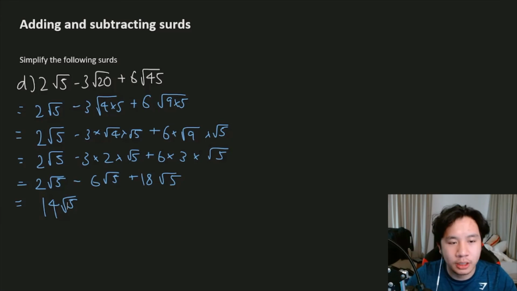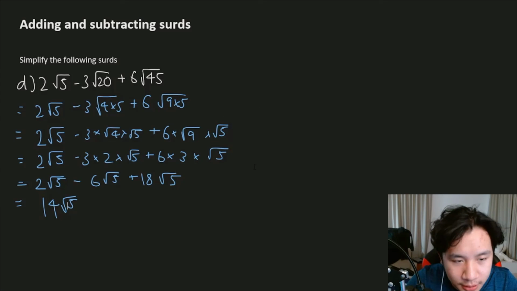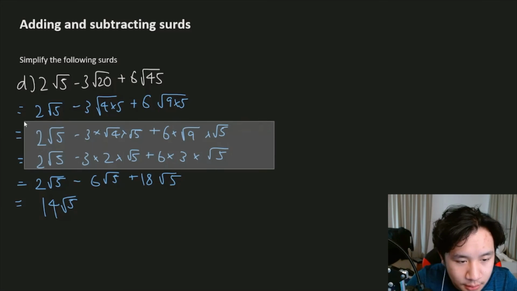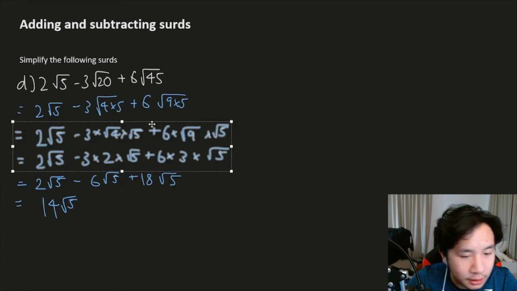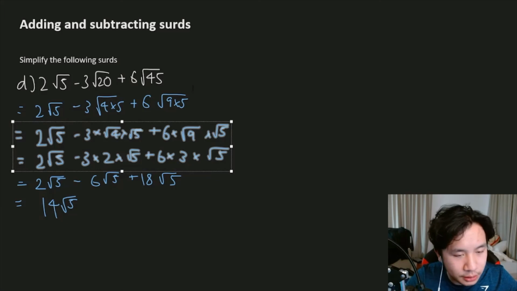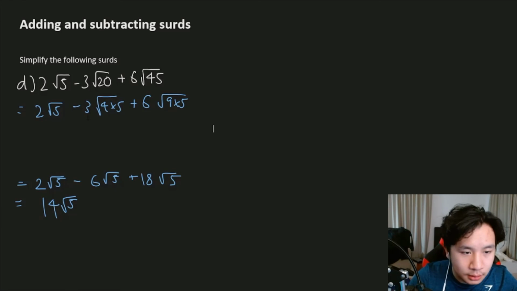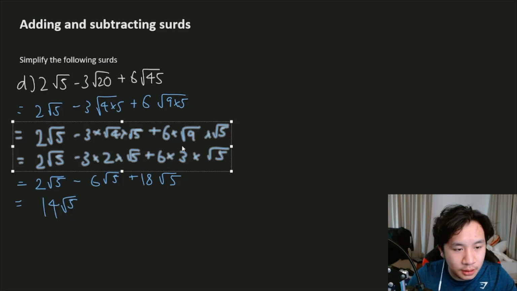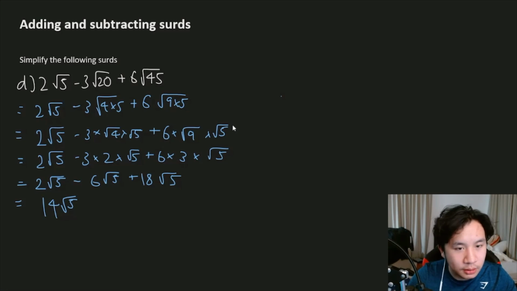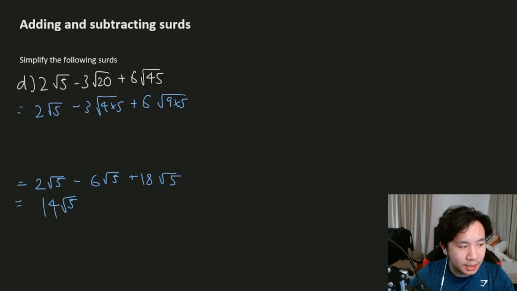Now that's a lot of working out, so there are a few lines you don't really have to do, these two lines right here. I only put them there so it's easier for you to see. If it makes sense for you to jump from this line to this line, you can do that, that's fine. But I just wanted to show these steps so it's clearer to see what's going on. And that's adding and subtracting surds.